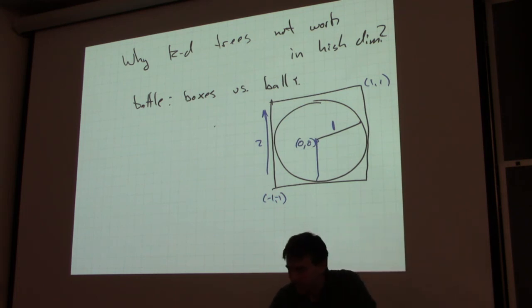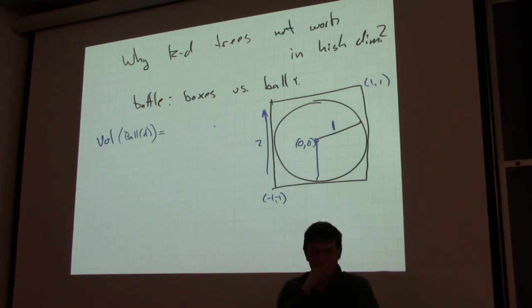What happens to the volume in high dimensions, in d dimensions, as a function of d? Let's start with the volume of the ball in d dimensions of radius 1. Do you want to remember the volume of the ball in d dimensions?